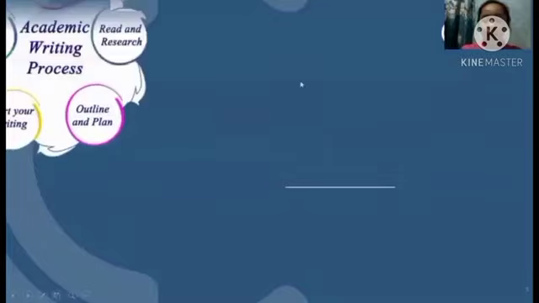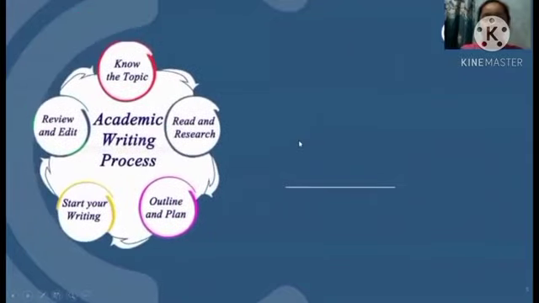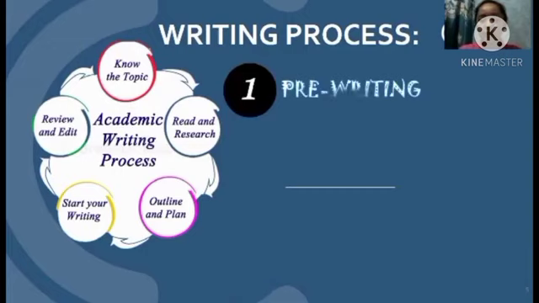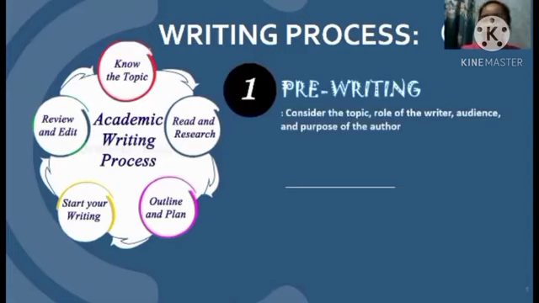Now let's move on. Let's proceed to the academic writing process. In the academic writing process, there are 3 stages that need to be followed. The first one of these is pre-writing. Consider the topic, role of the writer, audience, and purpose of the author.